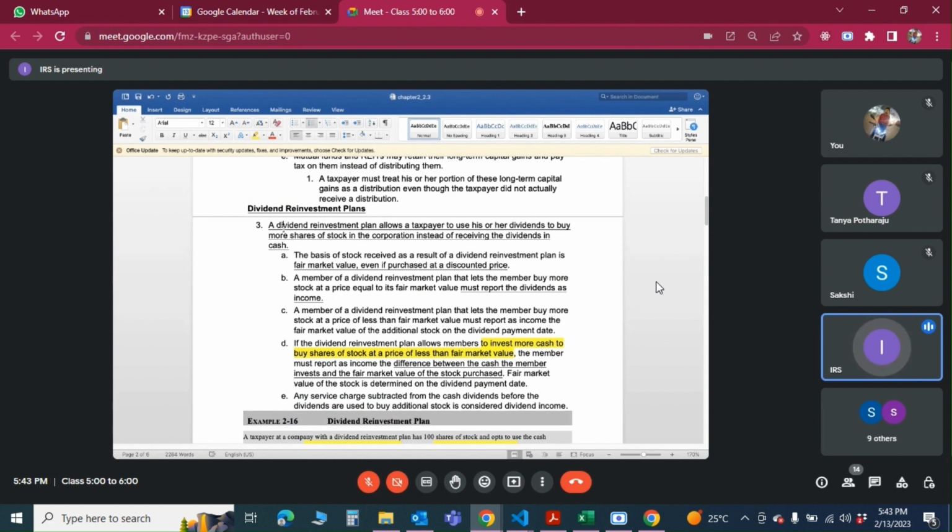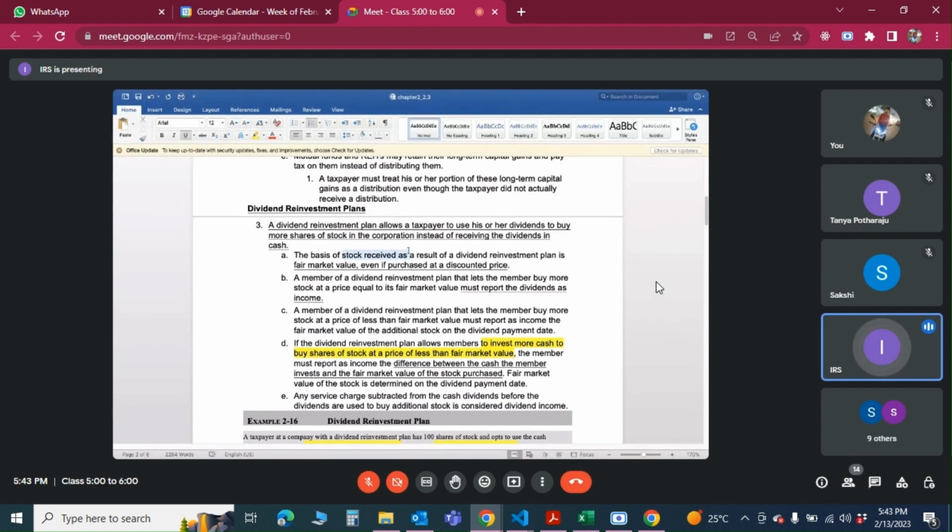Okay, so a dividend reinvestment plan allows a taxpayer to use his or her dividends to buy more shares of stock instead of receiving the dividends in cash. Otherwise, you do it the long way. You tell the company to give you your dividends in cash. Let's say they give you $10,000 of dividend income. Again, you give that money back to the company, saying you take it back and I want to purchase more stocks with that $10,000. Instead of doing that, we say, fine, I've earned $10,000, but I just want to buy more stocks. I'm reinvesting.